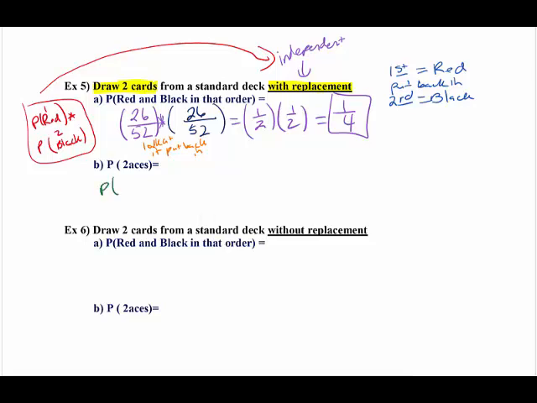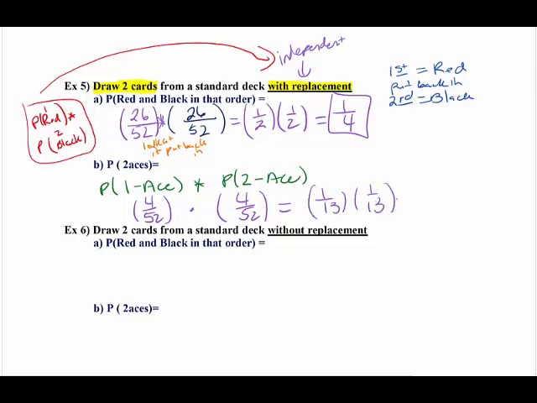So probability that the first one is an ace times probability that the second one is an ace. I can do this without the condition because they're independent. So how many aces are in the deck? 4. So 4 out of 52 times, put it back. So I still have 4 out of 52. That simplifies to 1/13 times 1/13. 1 times 1 is 1 over 169.